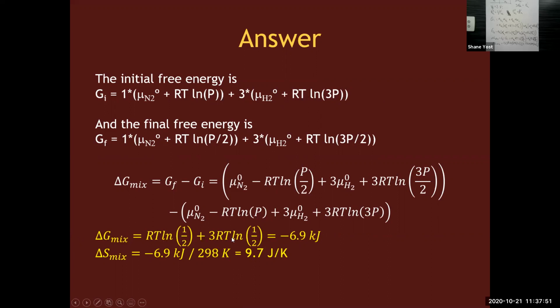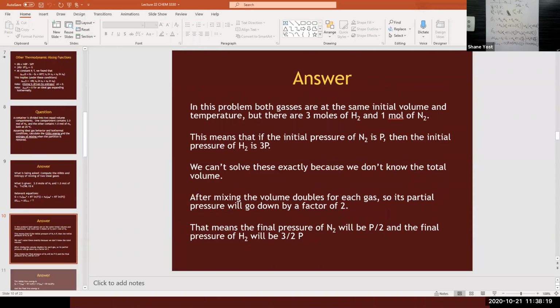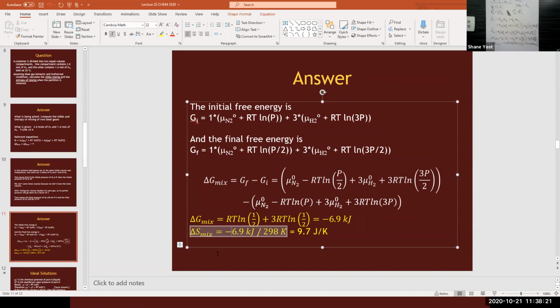So that's the Gibbs free energy change of mixing. And the entropy change is just the Gibbs free energy divided by the temperature, 298, and then the negative of that gives you 9.7. So this should be the negative of the negative 6.9. I dropped the minus sign in that expression, so I can change that real quick. This should be negative. That makes a little more sense.